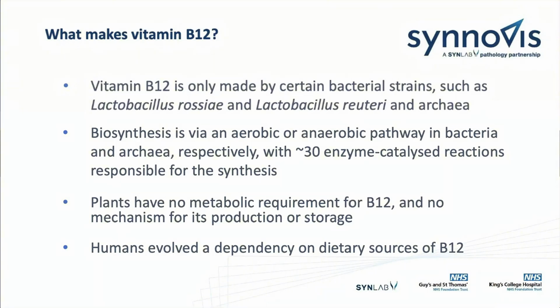The plants, for example, have no metabolic requirement for vitamin B12. They have no mechanism for its production, and they have no mechanism for its storage. We, however, as humans, have evolved a dependency on dietary sources of B12 to support our health.